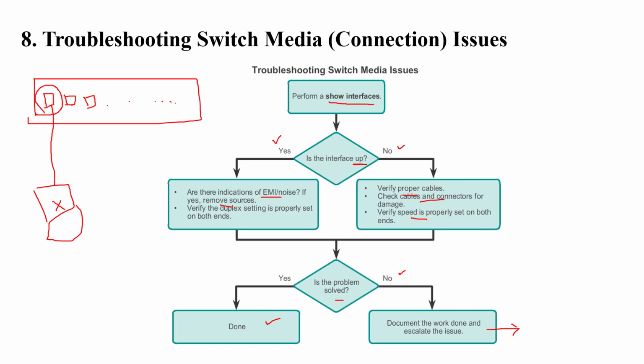Checking for EMI, or noise, means maybe some electrical things are near the device. Maybe some magnets are nearby. That is called noise. If there are any devices like that, you can remove them.